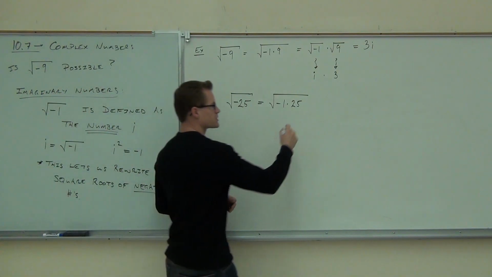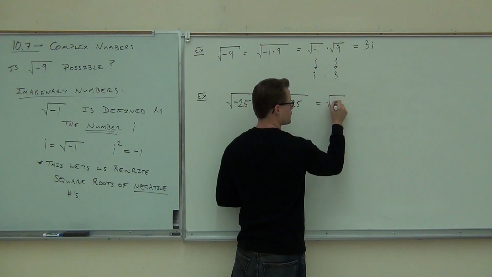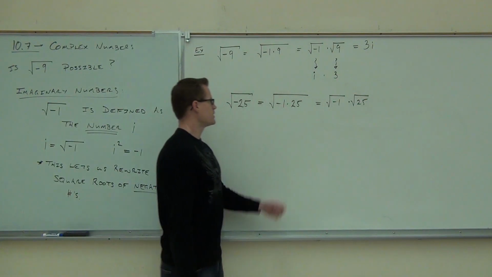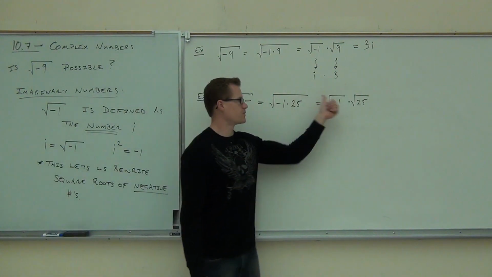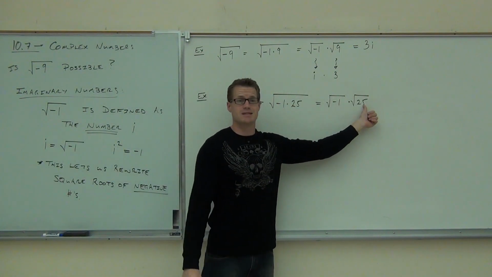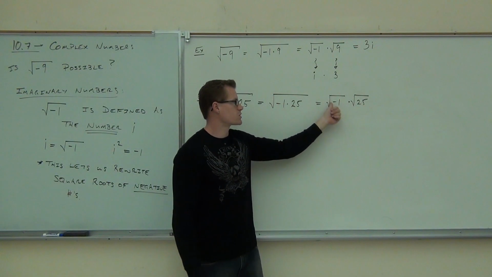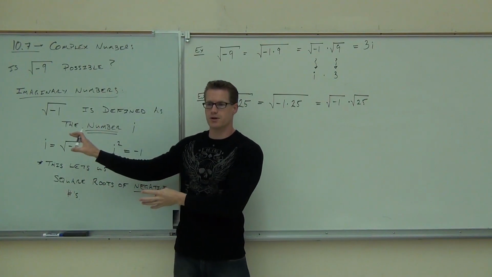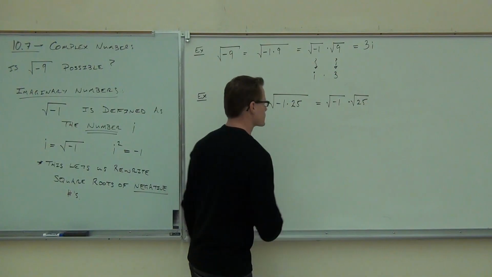Now what the product rule says is that I can split this up as the square root of -1 times the square root of 25. And in doing so, I change that 25 from a negative into a positive, something I can deal with. Well, what we also know is the square root of -1, that's something as well. It's something we've defined over here. It's a definition. It is what it is.